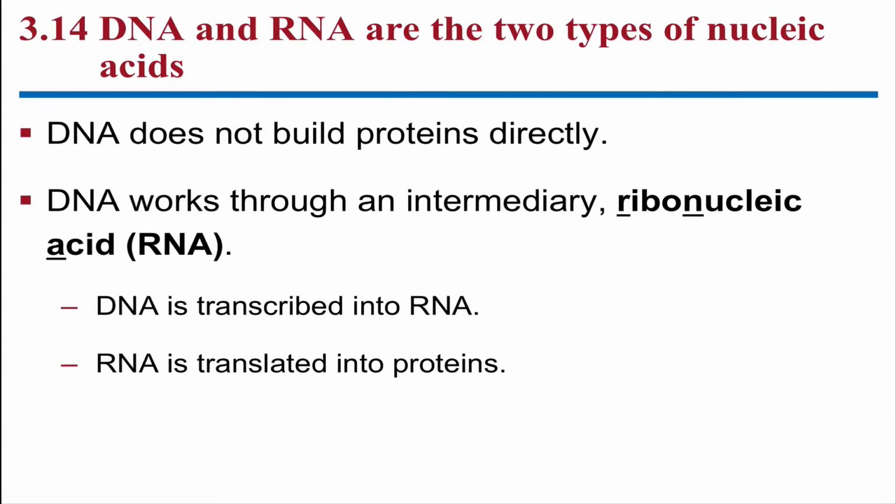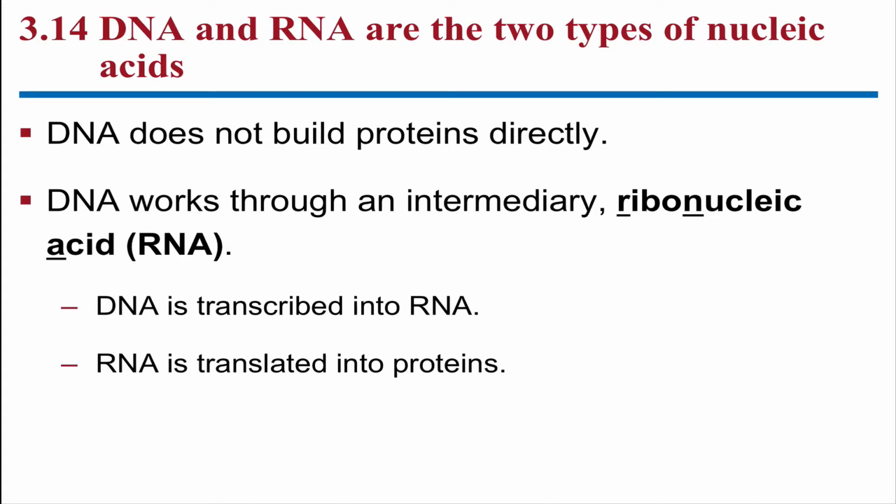DNA does not directly build proteins. It's just the blueprint, it just has the information, the how-to. DNA works through an intermediary, RNA, which is short for ribonucleic acid. So what ends up happening is this. In a nutshell, DNA will get transcribed into RNA. Once DNA is transcribed into RNA, which occurs inside the nucleus, the RNA will then leave the nucleus, go into the cytosol of the cell, and then it gets translated. In other words, the RNA will get built into a protein.